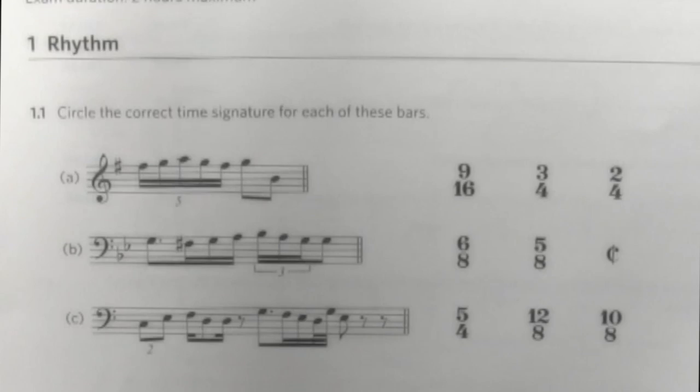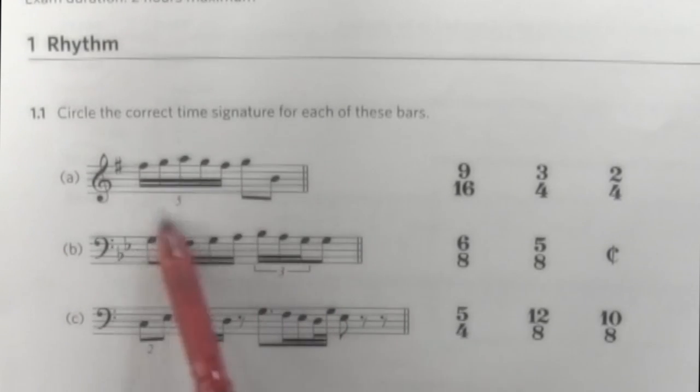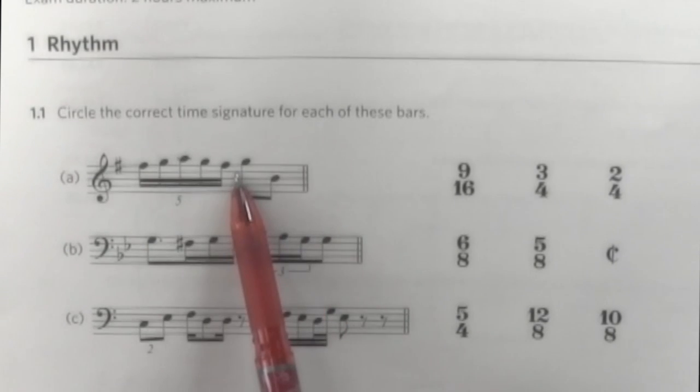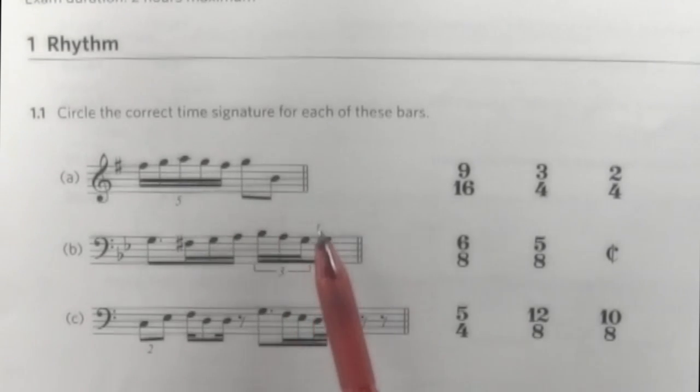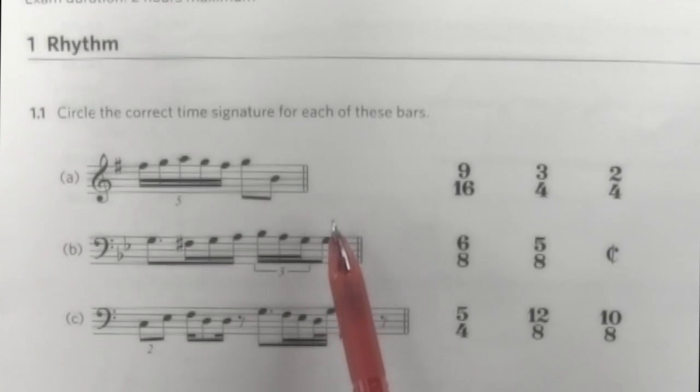As ever, the first section starts with rhythm and we are asked to circle the right time signature for the given bars. First thing, we see whatever gets our attention, and in this case I see two groups of things. Then I see two quavers together, which makes me think of a simple time.